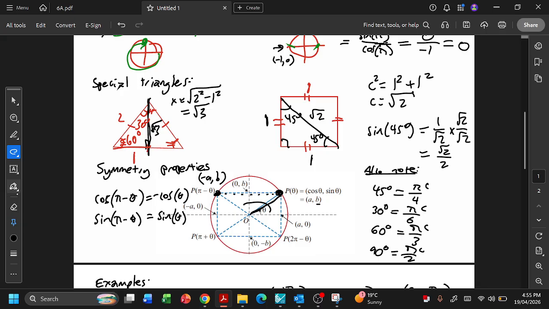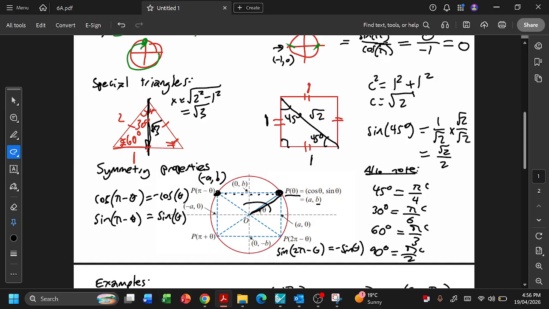By the same token, if we were to consider, say, for example, this point over here, which has an angle of 2 pi minus theta, so we've gone all the way around the circle and we've gone back to there, we can see that that point has the same x-coordinate, but the negative y-coordinate as this point here, P theta. So in that case, for example, sine of 2 pi minus theta will be equal to negative sine of theta.